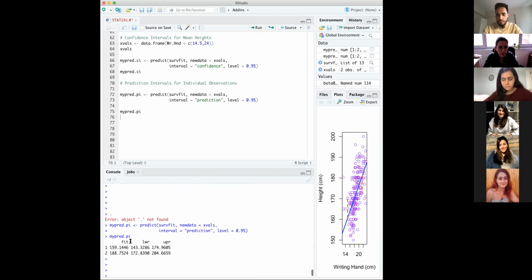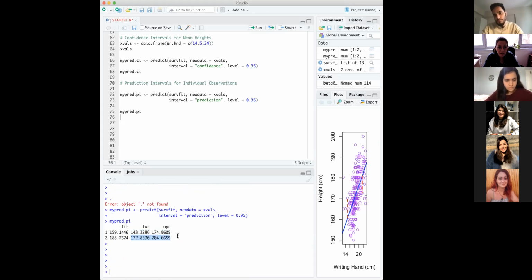Maybe you recognize that this time you have wider intervals. Yeah. So the intervals described here, row student heights are predicted to lie between 95% of the time. For example, for a hand span of 14.5 centimeters, the model predicts an individual observation, not the mean value, to lie somewhere between 143 and 174. This is a wider interval, okay? With a probability of 0.95.